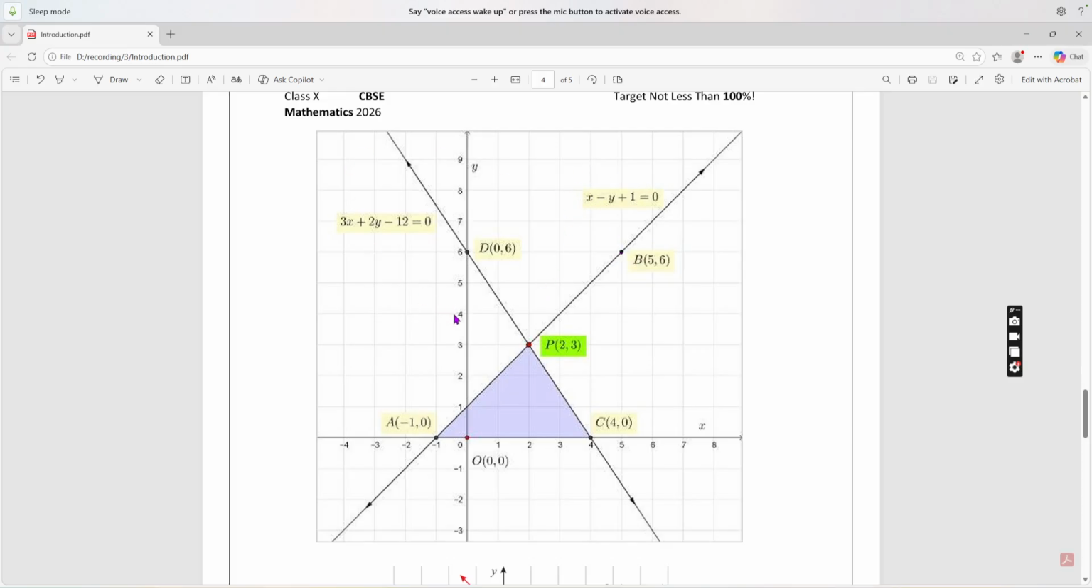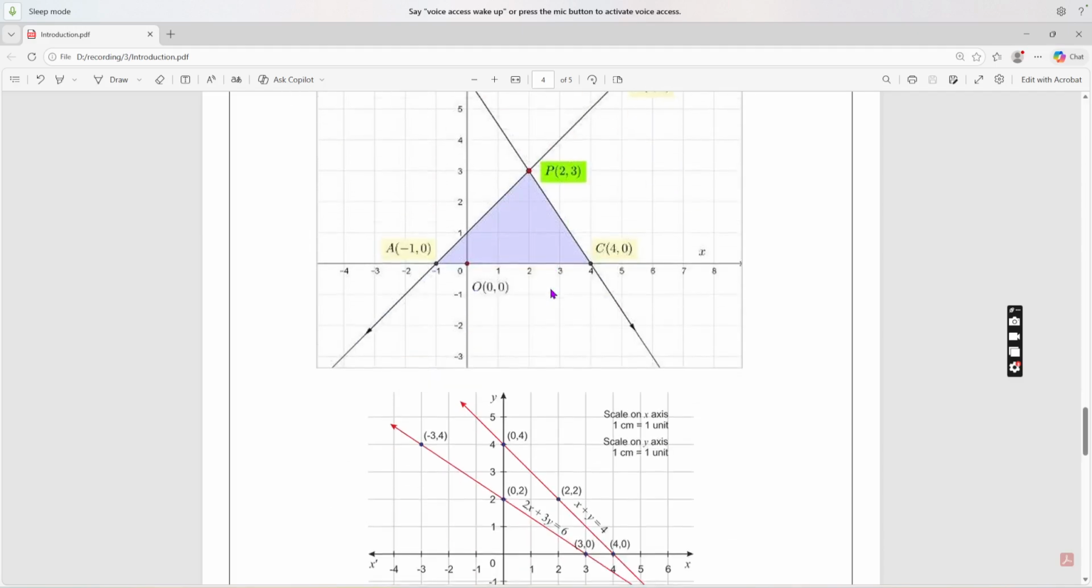Now the most important thing is that this point P is common to both of these two lines. So it is the point of intersection, and hence it is called the solution of these two equations. It means when we put point P (2, 3) in both of these two equations, we are getting 0 equal to 0. 0 equal to 0 means it is going to satisfy this equation as well as this equation. So this is the graphical representation.